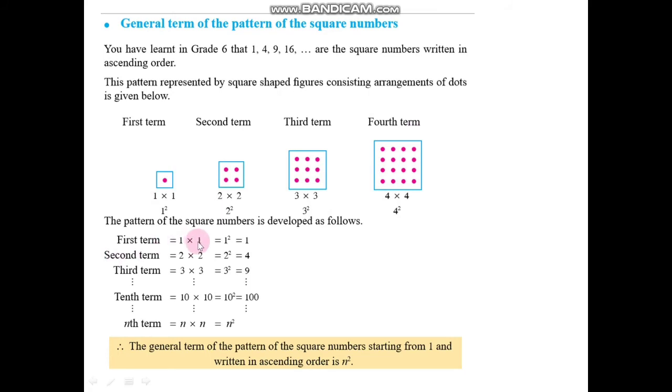The pattern of square numbers is developed as follows. So, the 10th term can be 10 into 10. So, the nth term is obviously n squared. So, the general term of the pattern of the square numbers starting from 1 and written in ascending order is n squared. So, keep this in mind. Actually, you don't have to keep this in mind. It's something like general knowledge, isn't it?